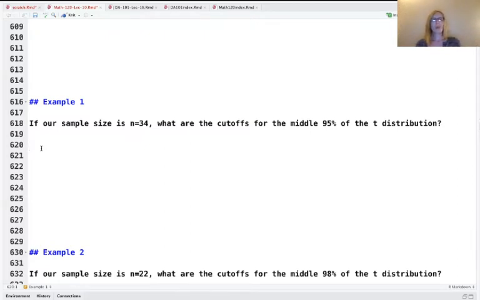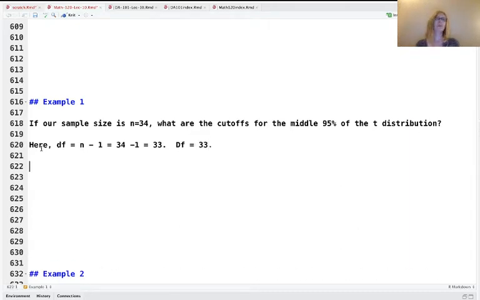First, if we've got a sample size of 34, that means our degrees of freedom here, df, it's always n minus 1. That's 34 minus 1 here, and of course that's 33. df equals 33. So that's the row on the table that we're going to look at when we find our cutoffs.